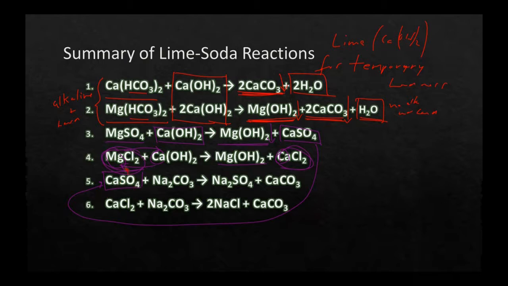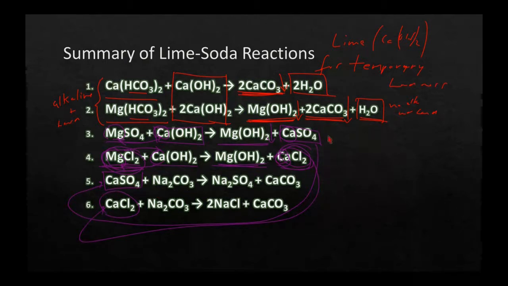Now, as for the magnesium chloride, it comes in with calcium hydroxide. Again, it forms magnesium hydroxide. And again, all we've done is a double replacement reaction where the calcium and magnesium pretty much swap places, leaving us another form of permanent hardness, which is calcium chloride. Now this is where the sodium carbonate comes in.